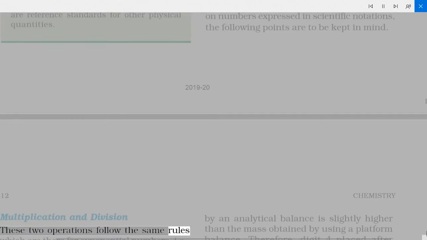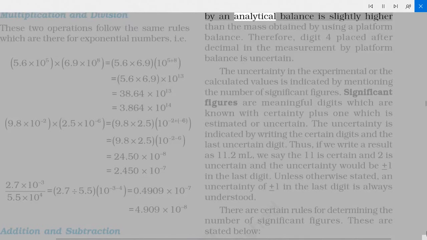Multiplication and division: these two operations follow the same rules which are there for exponential numbers. The mass obtained by an analytical balance is slightly higher than the mass obtained by using a platform balance. Therefore, the digit 4 placed after the decimal in the measurement by platform balance is uncertain.